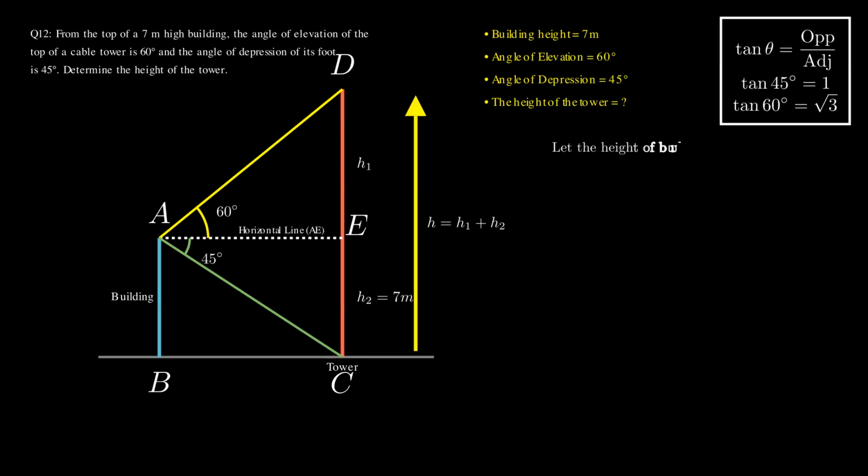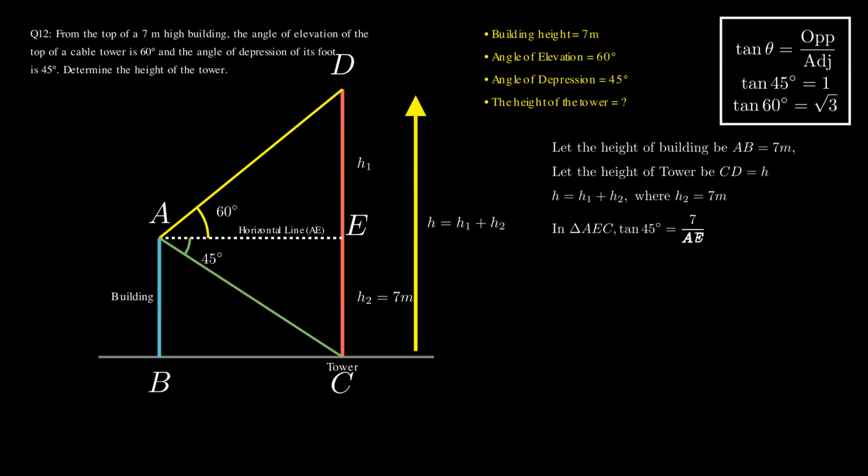In triangle AEC, we use the 45-degree angle of depression to find the horizontal distance A. Since tan 45 is 1, AE is also 7 meters.